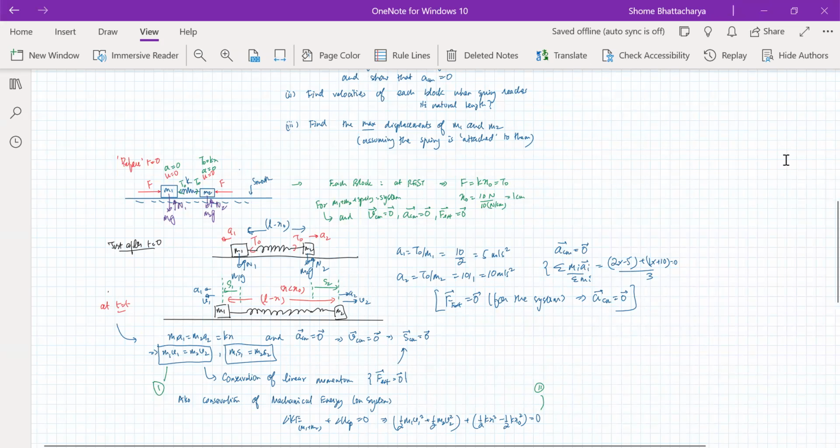Okay, so now just try to find out the speed when x is equal to 0, the individual speeds v1 and v2, and the maximum displacements.